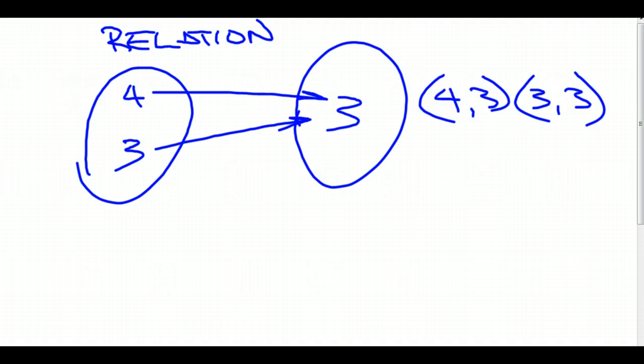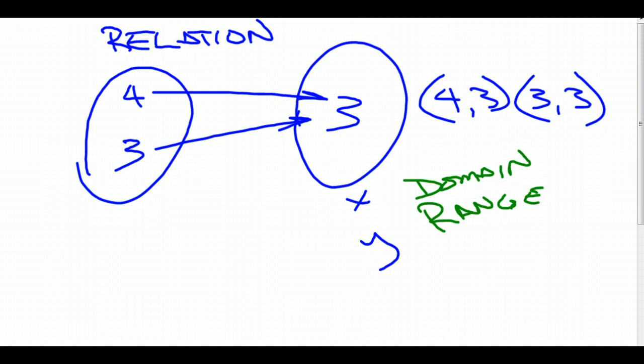Okay. So, last thing I want to go over, and then we'll be done, is domain and range. Okay. Domain. D comes before R, X comes before Y. So that usually helps.